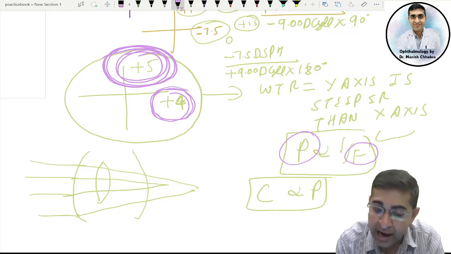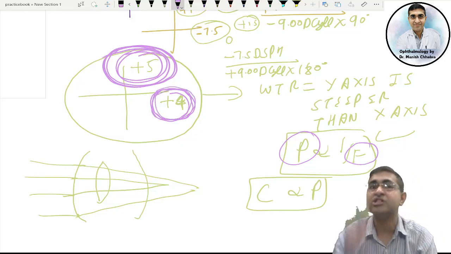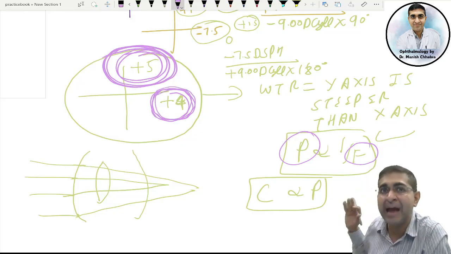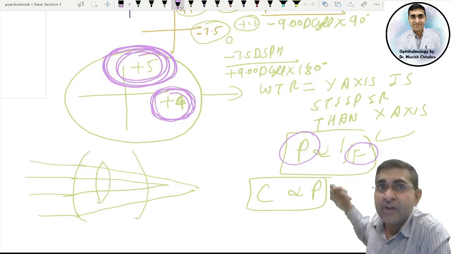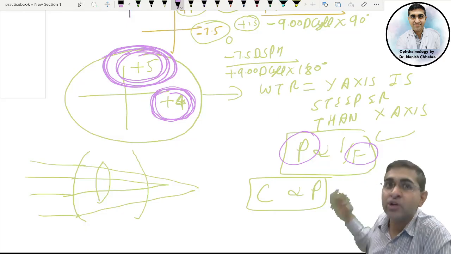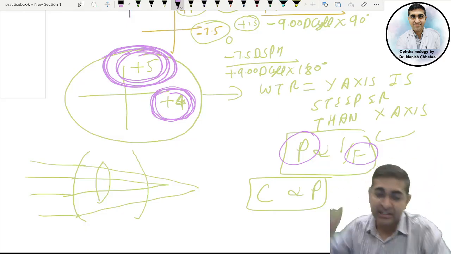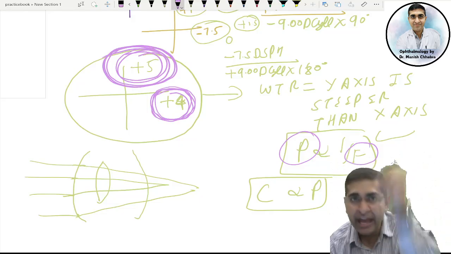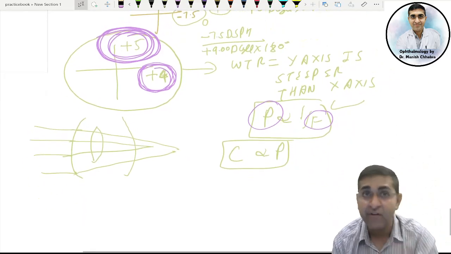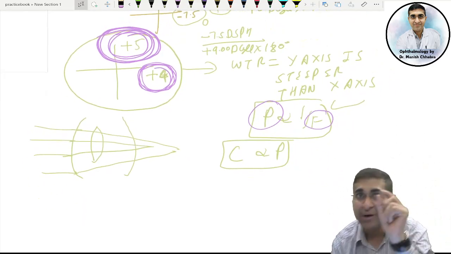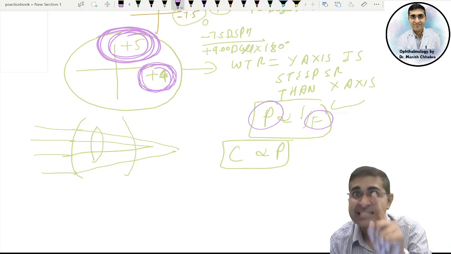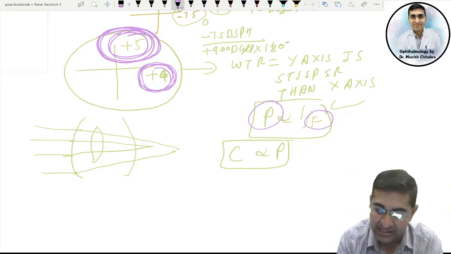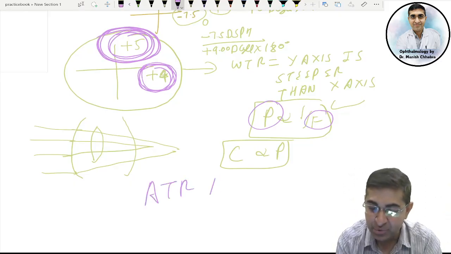Here you require just plus 4 of the glasses to bring the point of focus from behind the retina to on the retina, as compared to plus 5 which you require to bring the point of focus from behind the retina to on the retina at y-axis. So can you tell me this is with the rule astigmatism or against the rule astigmatism? So it is clear cut evident that x-axis is steeper than y-axis. This is against the rule astigmatism.